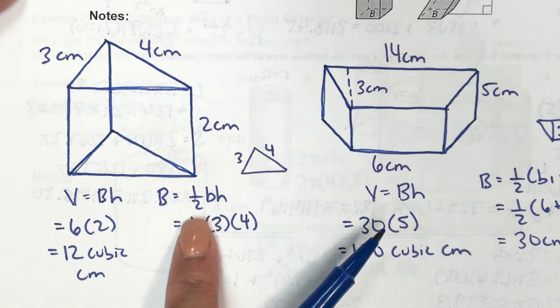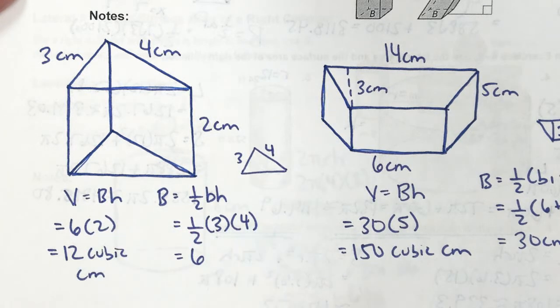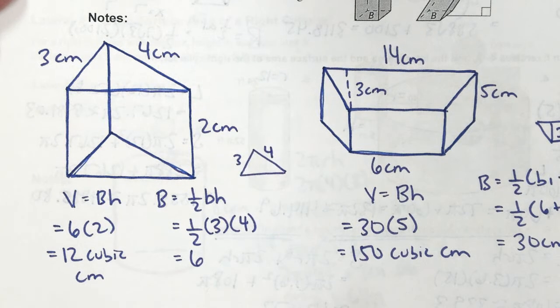So now we have the base area. We can plug it in here, and then we have our height, which is 2. And so 6 times 2 gives us 12 cubic centimeters for our triangular prism. So I know that is a lot, however, it is super simple if you know what your base is to begin with. Once you find the area of that base, everything else will be so much smoother.